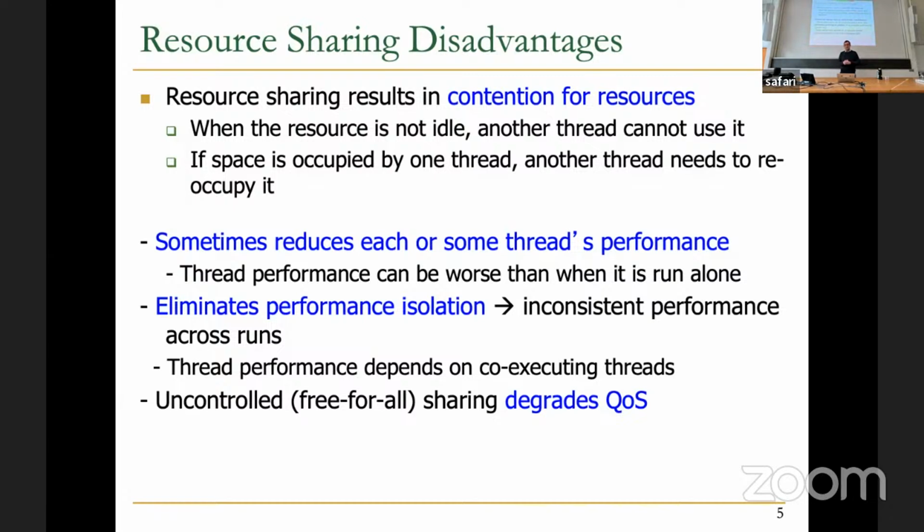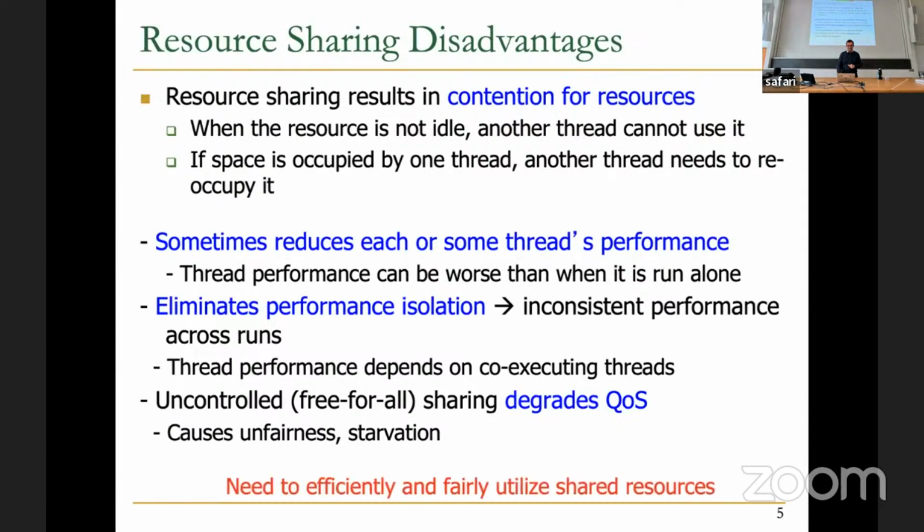For example, if you do LRU, least recently used replacement, and insertion in a cache, that doesn't consider which threads are actually doing the replacement. It's really, in a sense, free for all. Whoever gets the least recently used or most recently used block, they will get the priority in the end. And whoever has the least recently used blocks, they will get deprioritized. Okay, so this causes unfairness and starvation in the end.